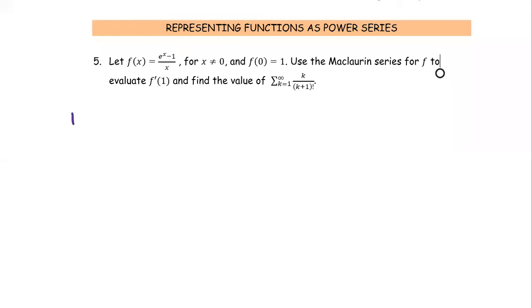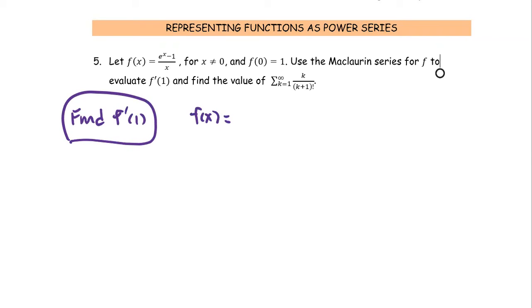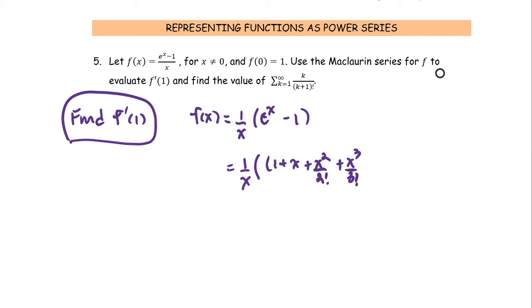First of all, we're going to find f prime at 1. For the function f of x, we can rewrite it as 1 over x multiplied by e to the x minus 1, and then replace e to the x with its power series, or the Maclaurin series, as 1 plus x over 1 factorial plus x to the second over 2 factorial plus x to the third over 3 factorial plus and more, subtracted by 1.